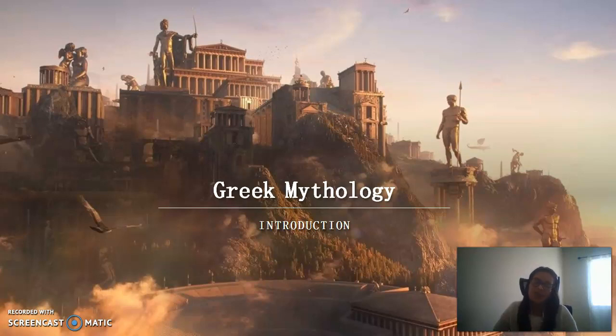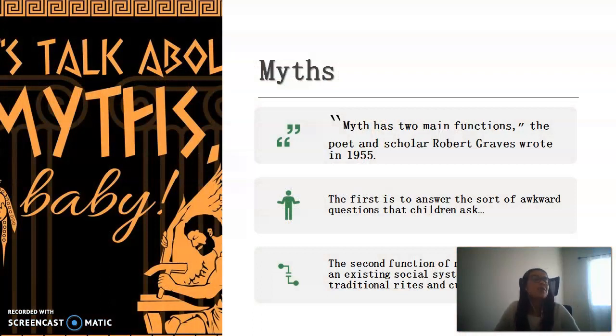First of all, myths, we could say that they have two main functions. First one, to answer some sort of awkward questions that children ask. If you have a baby brother or a baby sister, you might say, yes, they do have awkward questions. They're always asking why, when, how, who, okay? So these stories were made to explain that in an easier way for children, but even for adults. It's for all types of people. Then second, myths were used to justify an existing social system or traditions or customs. Okay, why is it that that person can afford that and I can't? Or why do we have to wear this right now? Or why are we eating this other thing during this time? Myths also were created to explain this.